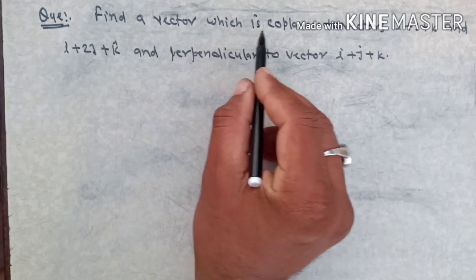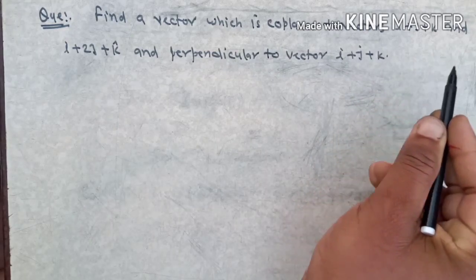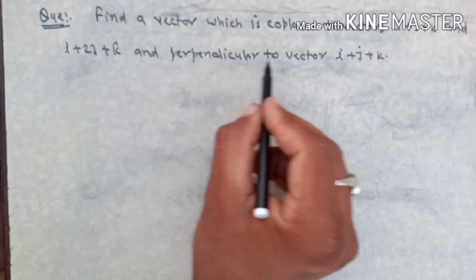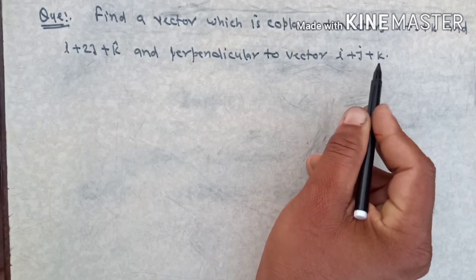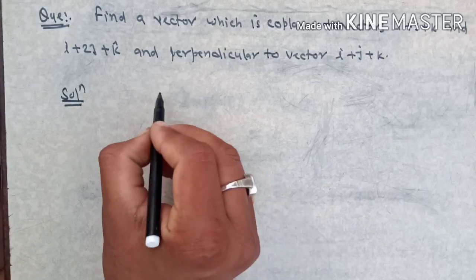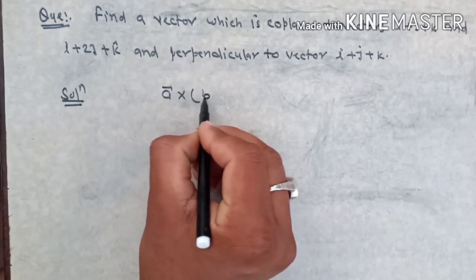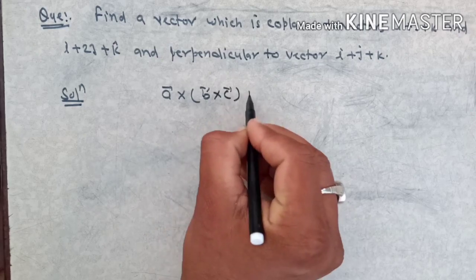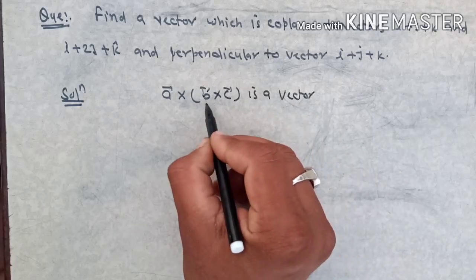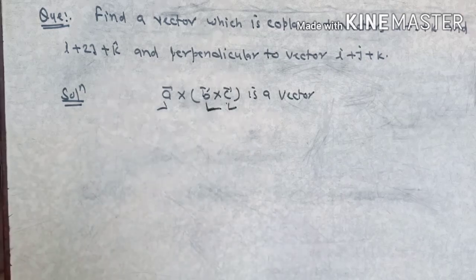One problem based on vector triple product. Find a vector which is coplanar to vectors i plus j plus k and i plus 2j plus k and perpendicular to the vector i plus j plus k. You know, in case of vector triple product, vector A cross vector B cross C is a vector which lies in the plane of B and C and is perpendicular to vector A.